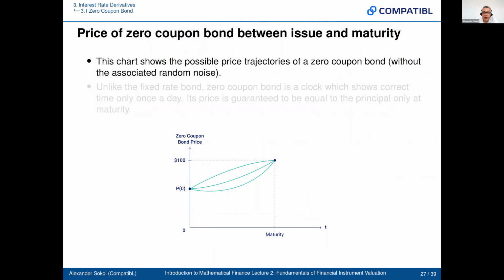This chart shows the possible price trajectories of a zero coupon bond without the associated random noise. Normally, the bond price would go up and down, but let's assume that interest rates remain static. Unlike a fixed rate bond, a zero coupon bond is a clock which shows correct time only once a day. Remember, a fixed rate bond is like a broken clock which shows correct time twice a day. A zero coupon bond is like a 24-hour clock. It shows correct time only once a day. Namely, it's only equal to the principal at maturity. At origin, the price is different because there is no interest.